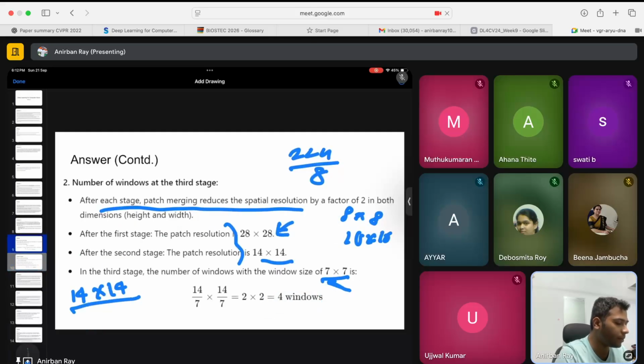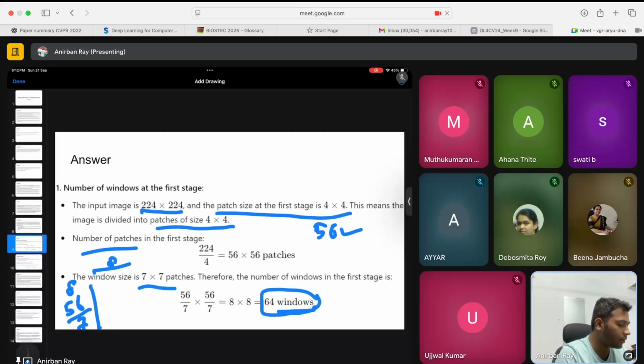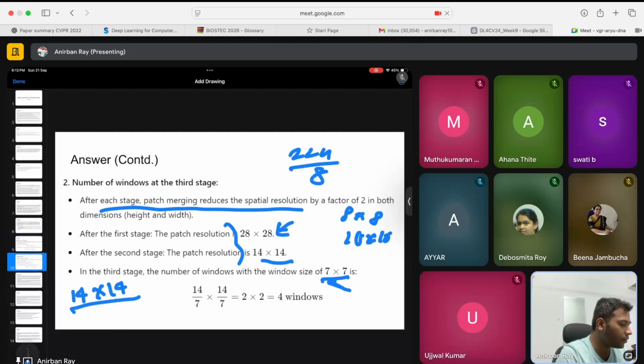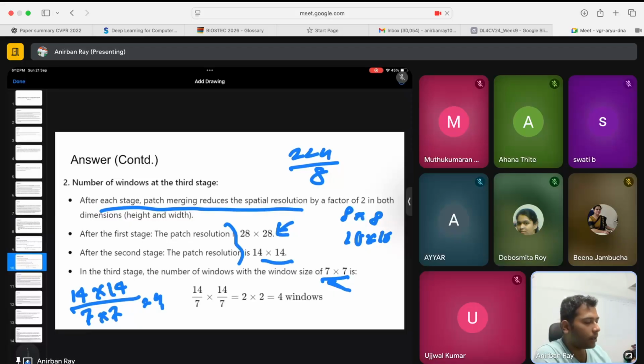Now it is divided by the window size. So the window size has become 7 cross 7, so we divide like that, and then we get 4. Actually I was doing it again, and that is why I was getting the wrong answer. So it has to be done 2 times, not 3 times, okay. Any doubt?